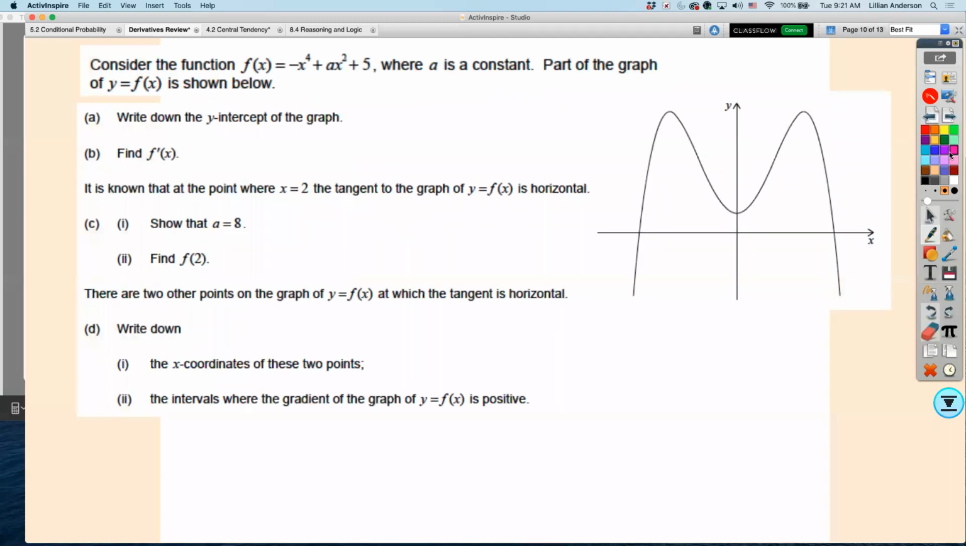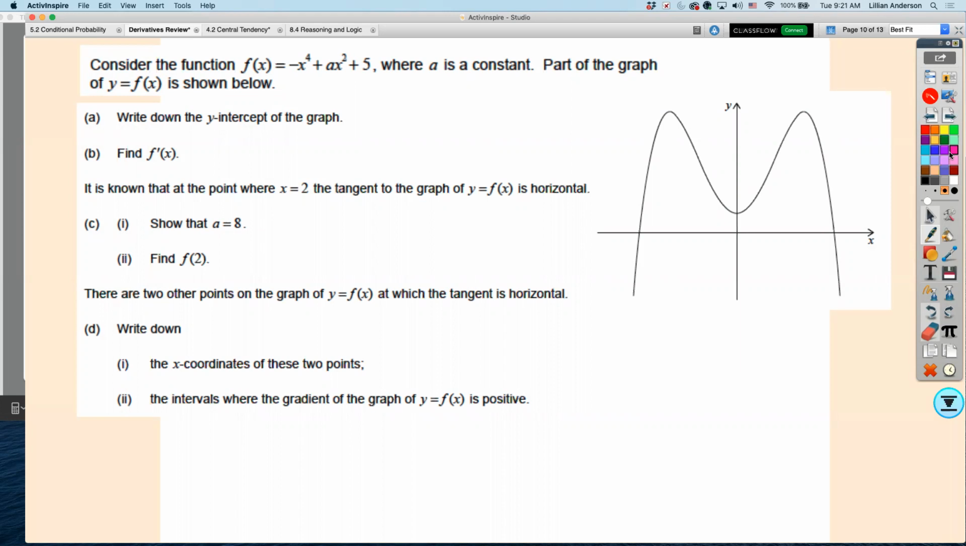Let's take a look at this one. A little bit more lengthy. We actually have a few more parts to this. This is us on the paper too, because it incorporates a few things. Let's consider the function negative x to the 4th plus ax squared plus 5, where a is a constant. Part of the graph is shown. Write down the y-intercept of the graph.